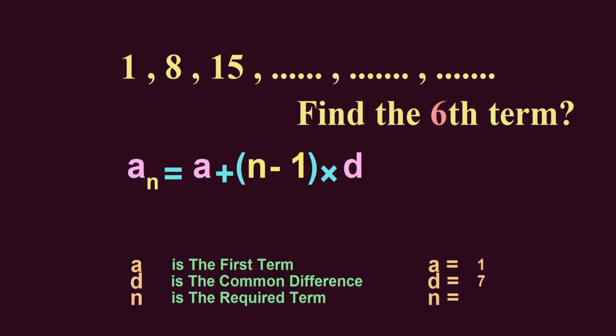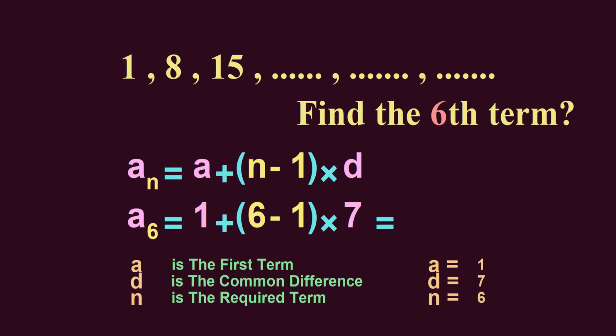n equals 6. We substitute into the formula the values of a, d and n, and we get that a6 equals 1 plus 6 minus 1 times 7, which equals 1 plus 5 times 7, which equals 36. And this was the solution by using the formula method.